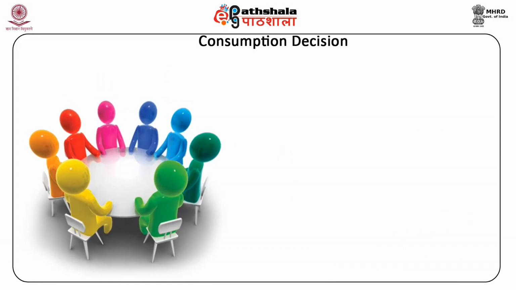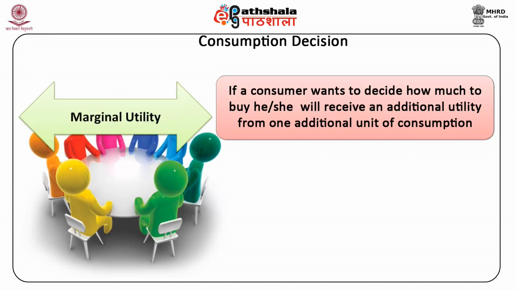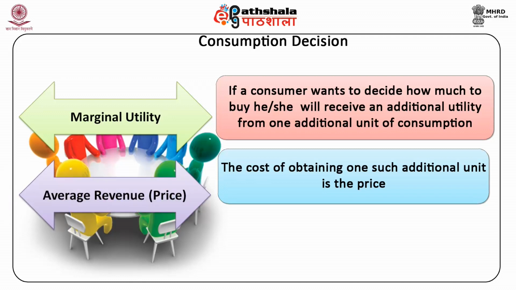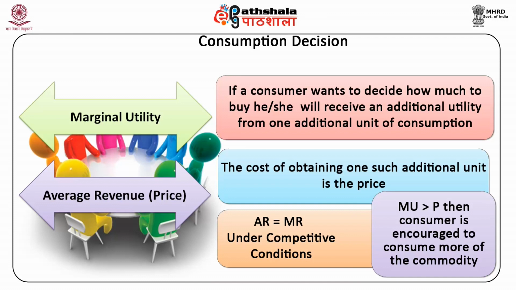Consumption decision. Similarly, if a consumer wants to decide how much to buy, he or she will receive an additional utility from one additional unit of consumption called marginal utility. The cost of obtaining one such additional unit is the price, which is normally the average revenue AR. This is usually equal to the marginal revenue MR under competitive conditions. Thus, if the marginal utility exceeds price, then the consumer is encouraged to consume more of the commodity.